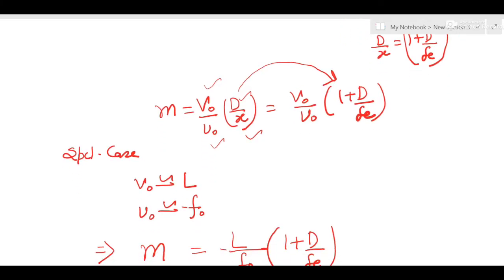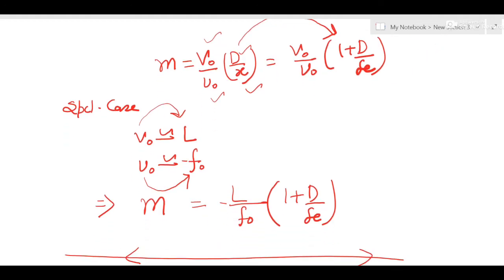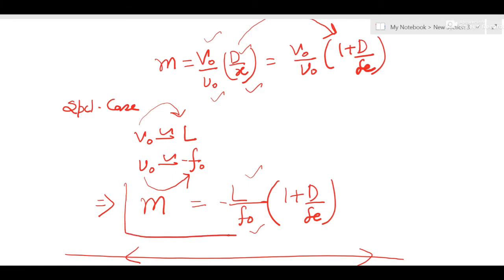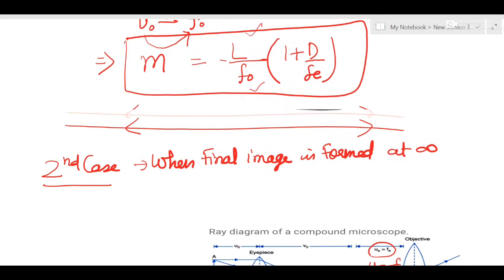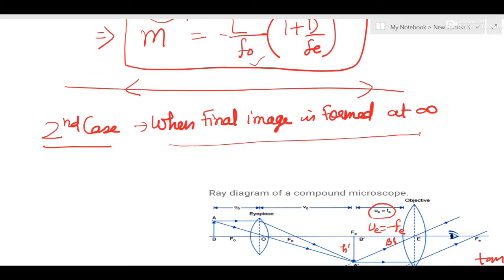Now the special case is V0 is limited up to L and U0 is limited up to F0. Okay, so we'll substitute in place of V0, L, which is the length of the tube, and U0 is F0. The object must not cross F0. So that is why these are the limits. You substitute. This is the final formula for magnification in the first case, angular magnification or magnifying power.